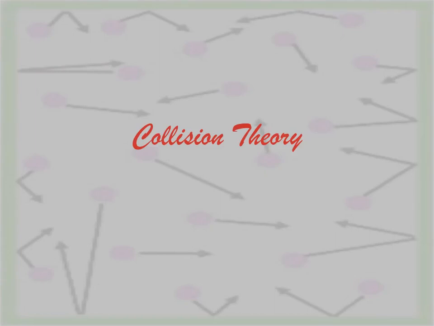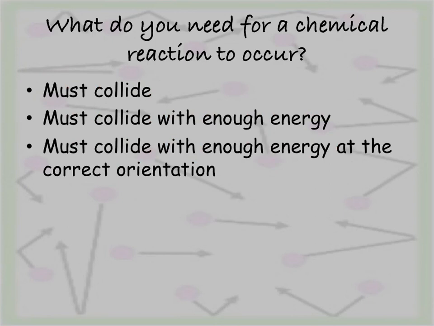All right, in this podcast, we're going to talk about the idea of collision theory. So what do you need in order for a chemical reaction to actually occur? Well, you need three things. Number one, your particles must collide. Number two, they must collide with enough energy. And they must collide not only with enough energy, but also at the correct orientation.